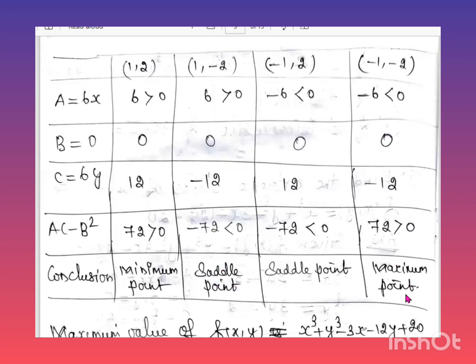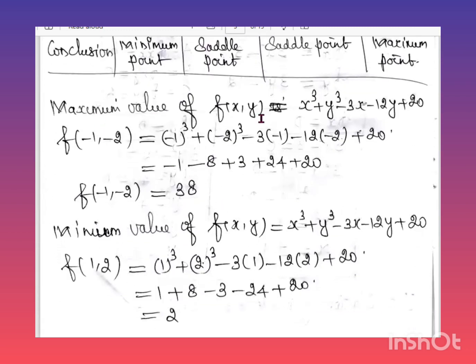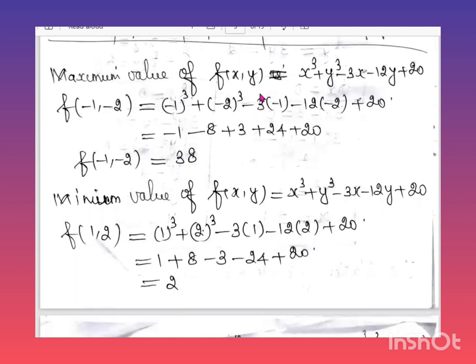So next we are going to find the maximum value and minimum value. What is the minimum point? 1 comma 2. What is the maximum point? Minus 1 comma minus 2. So we are going to find the values. The function f of x comma y is equal to x cube plus y cube minus 3x minus 12y plus 20, which is given in the problem. We are taking the maximum point first, so the maximum value of f of x comma y. Why are we writing maximum value? Because that gives the maximum point.